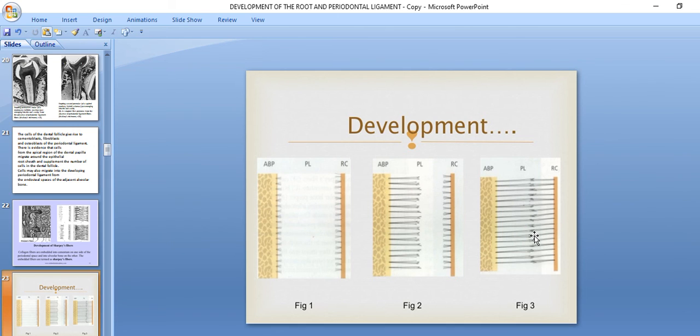These essential cells, osteoblasts, cementoblasts, osteoclasts, and fibroblasts, reside on the surface of this alveolar bone and on the surface of the cementum, and you can also find blood vessels here.